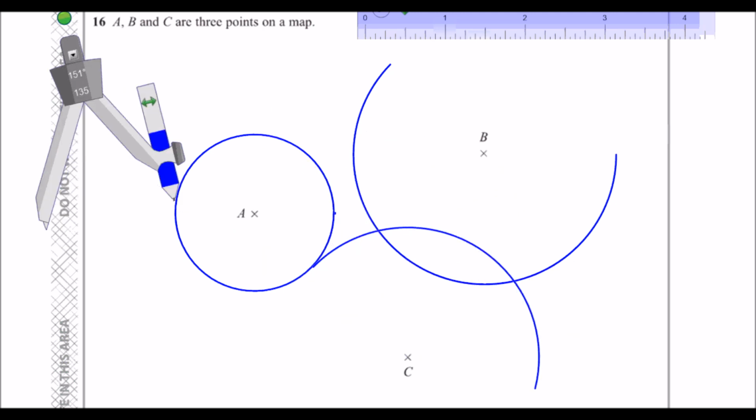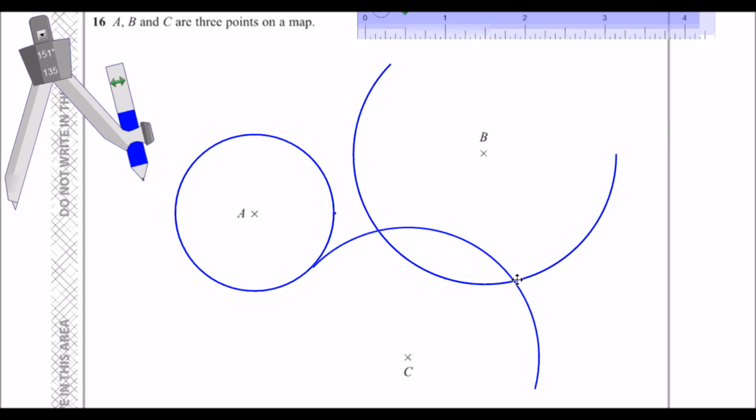So what we've done there is we have found 2 points that are equidistant. Where the 2 circles cross, that will be the same distance. So if we join those 2 points up, what we get is all of the points equidistant from B and C. So we just extend the line, and that tells us everywhere that's the same distance from B and C.